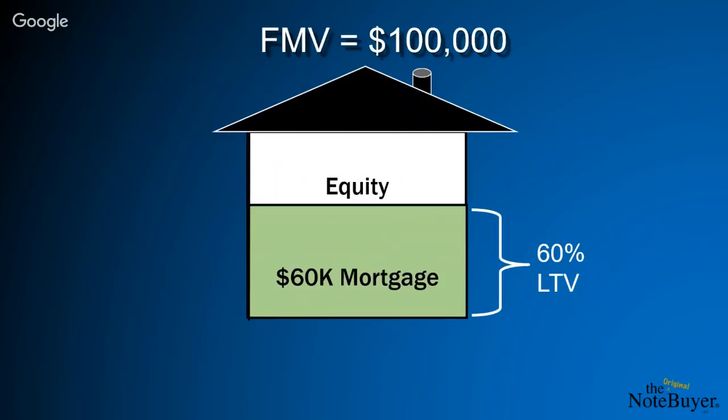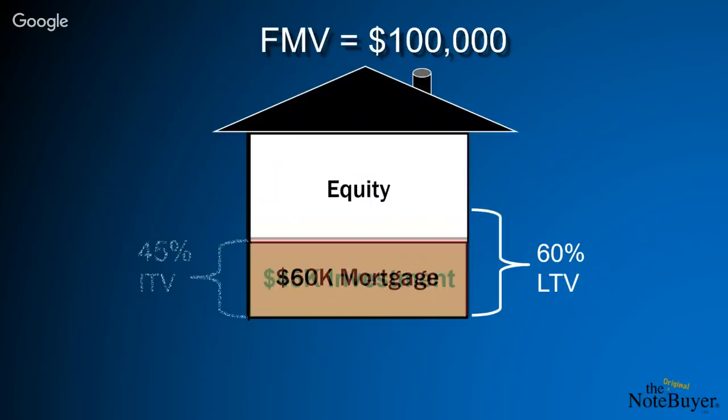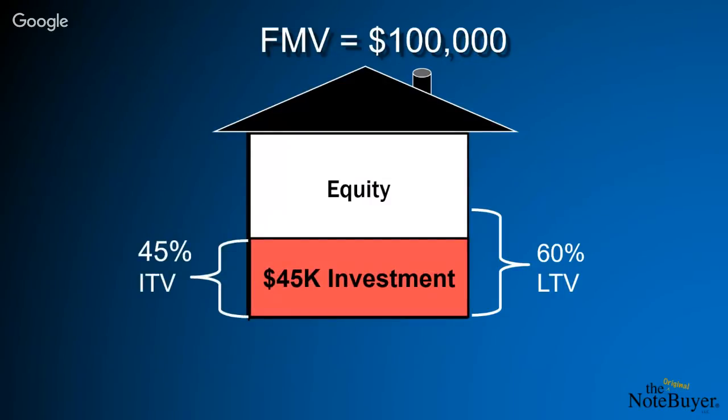Okay, so let's take a look at this. We've got our $100,000 property. You've got a $60,000 note. If you buy that note for $45,000, then your investment to value, very simply, is 45%. Okay, so this tells you that the value of the property could drop by 55%. And if you got that property back at a sale, you could still sell the property and at least get all of your investment back. Okay, so I hope you see the difference.